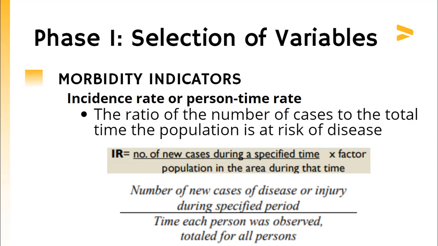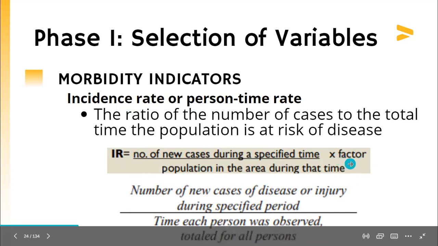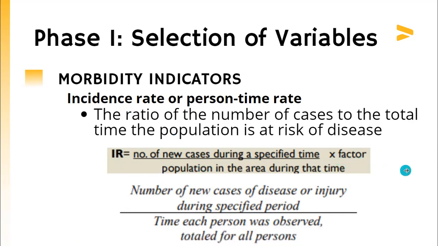Okay, and since IR here represents incidence rate, we multiply it with a factor. This is also expressed as the number of new cases of disease or injury during that specified period and the time each person was observed, totaled for all people. So in other words, the total population during that time.